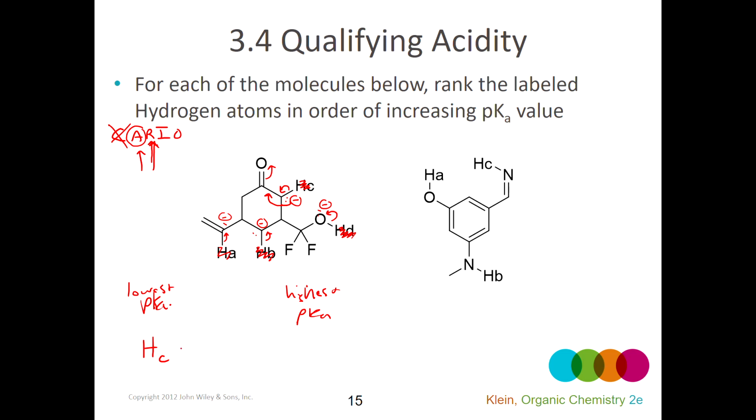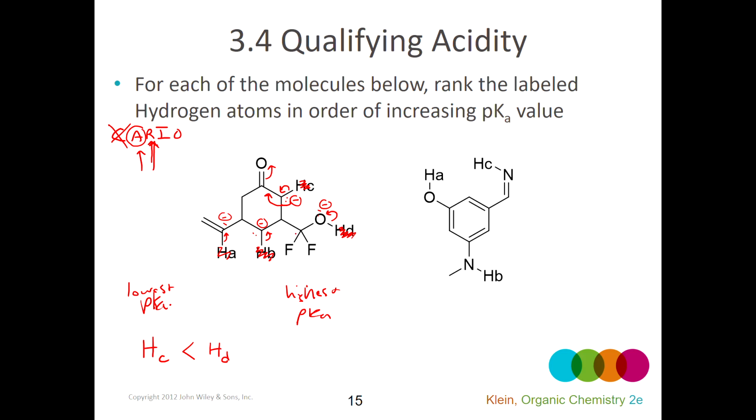Then I can say hydrogen D would have the next lowest, and they might be quite close because they're both stabilized by an oxygen atom primarily. Looking at the negative result here versus over here, they're both on a carbon. Neither one can be stabilized really by resonance.